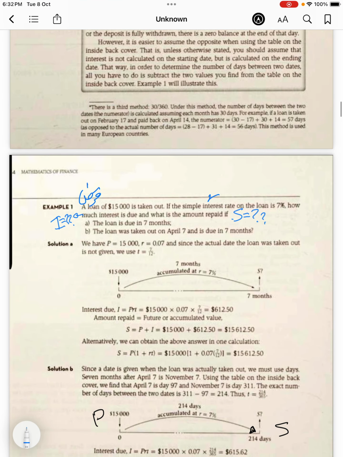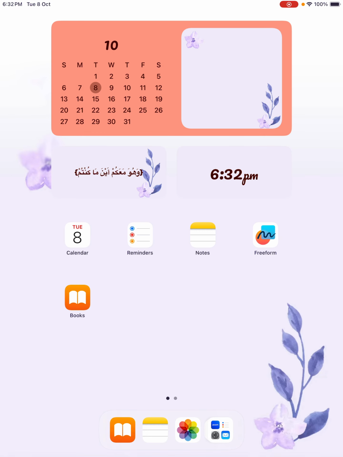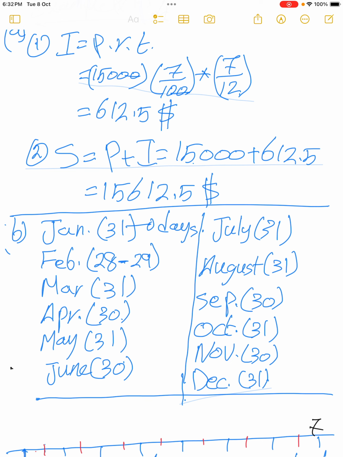Here, the loan was taken out on April 7 and is due in 7 months. Before we solve, we must notice that in this material, you must know the order of the months and how many days in each month. This is why I write it here.